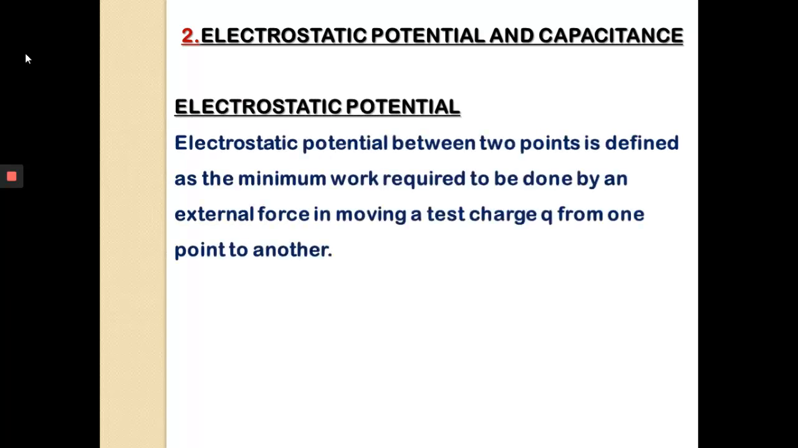Electrostatic potential. What is meant by electrostatic potential? It is defined as the minimum work required to be done by an external force in moving a test charge from one point to another. How much minimum work is required to move a test charge from one point to another? That is electrostatic potential. And what is the formula for finding the electrostatic potential? Work done per unit test charge. So W by Q is called the electrostatic potential.